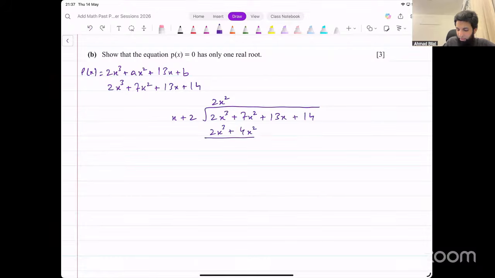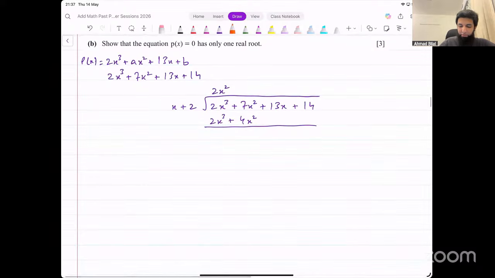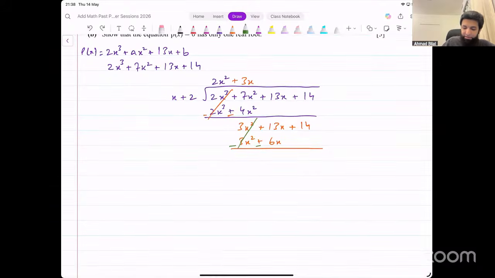Okay. Now what do we do? We subtract what we had in the previous step from this. This gets cancelled. We change the signs. 7x squared minus 4x squared gives us 3x squared plus 13x plus 14. What do we multiply x by to get 3x squared? We multiply it by 3x, and that's what we write here. 3x into this whole thing is going to give us 3x squared plus 6x. Change the signs again, this becomes minus, this gets cancelled. 13x minus 6x, what is that? That is 7x plus 14.